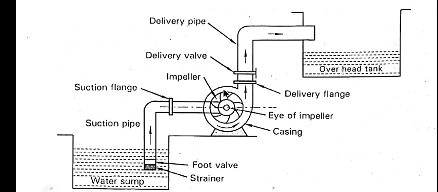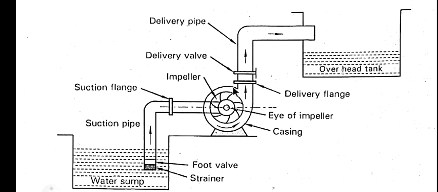It is a wheel provided with a series of backward curved blades called as vanes. These are called as backward curved blades called vanes. It is mounted on a shaft. This is mounted on a shaft which is connected to the shaft of the electric motor. The second one is the casing. This is the casing.